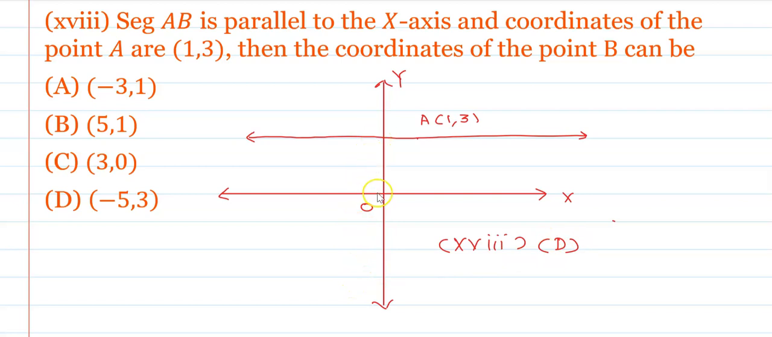Whenever a line is parallel to x axis, त्याचा y coordinate कसा असतो, कॉन्स्टंट असतो. Here y is 3. कुठल्या पॉइंटला y coordinate 3 आहे तर पॉइंट (-5, 3). The y coordinate is 3 and therefore the coordinate of the point B can be (-5, 3). Okay. Now the next.